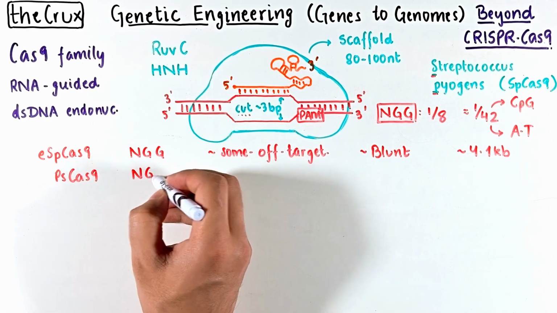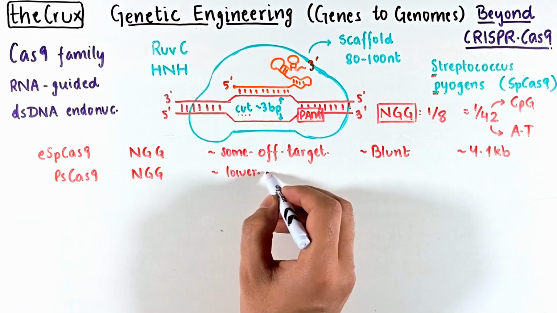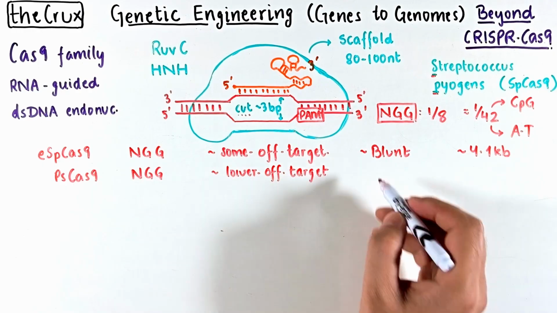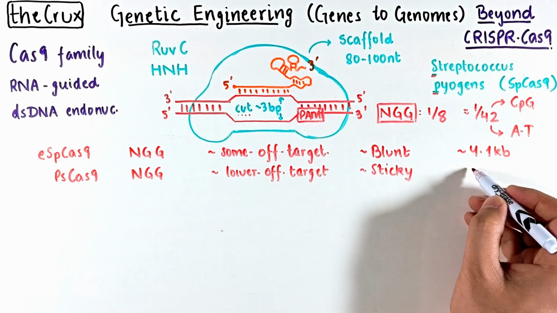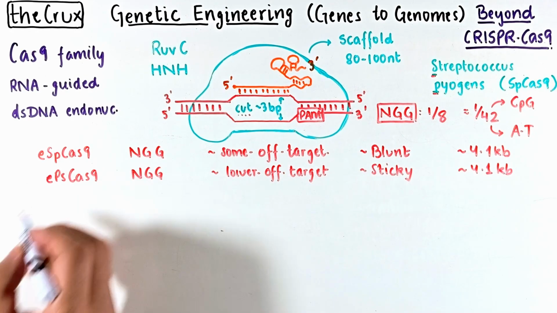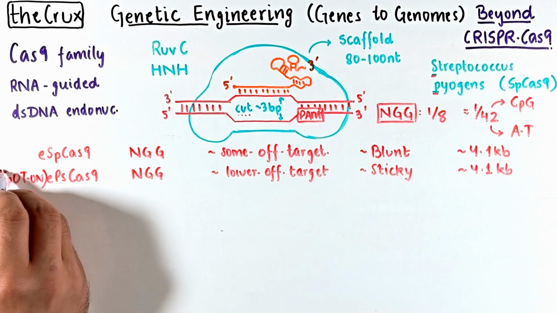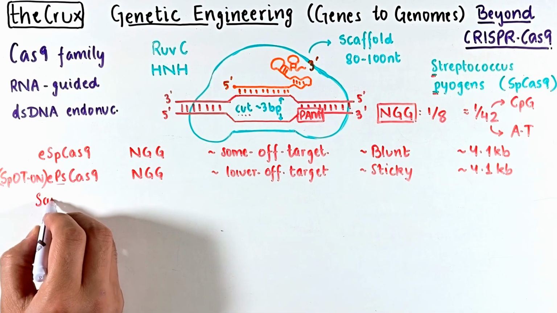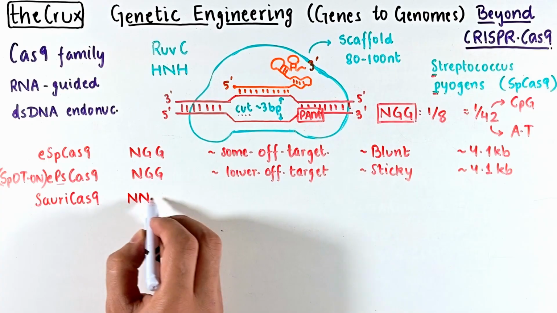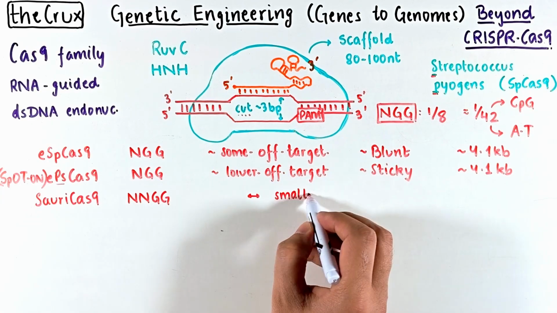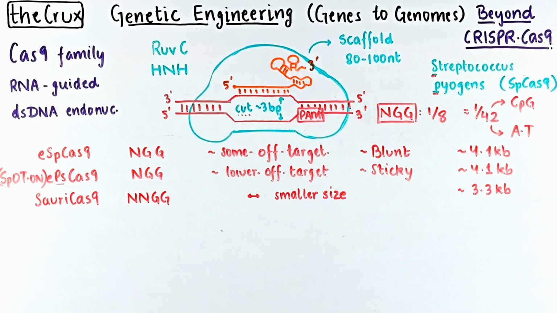Cas9 is one such enzyme. It exhibits lower off-target activity. Interestingly, it cuts in a non-blunt fashion. An engineered variant called Spot-on is also based on this. Like this, you have SpRY-Cas9 from another bacteria which has similar PAM requirement, but it is significantly smaller in size.